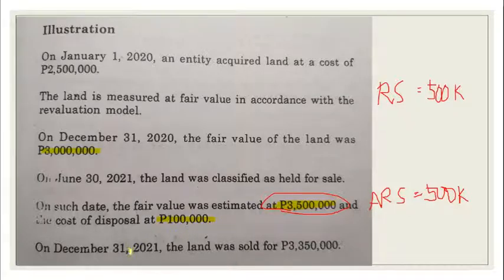Now, on December 31, the land was sold for 350,000. So the carrying amount of your land is, let's see, 3.5 less 100, so you have land at 3.4. Then you sold it for 3.35. So you have a loss on sale of land in the amount of 50,000.